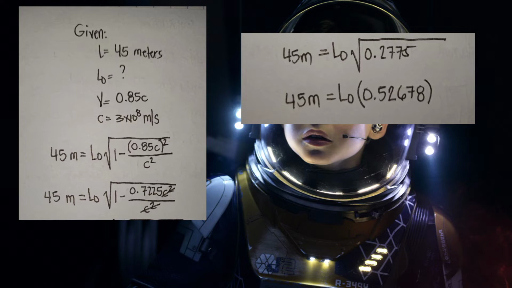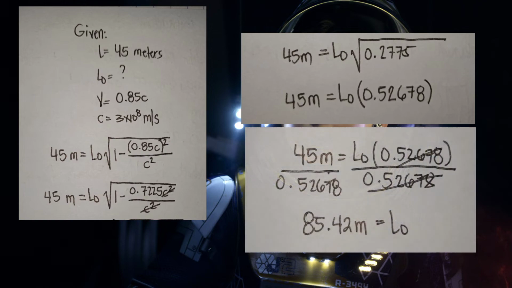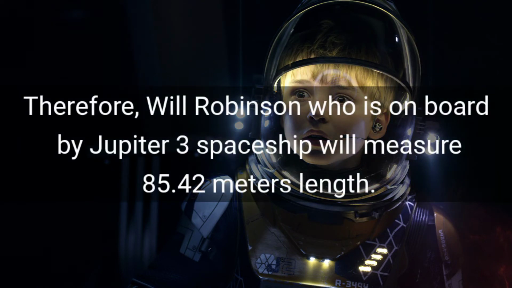In order to get the value of the length measured from an observer inside the frame of reference, we are going to divide both sides by 0.52678. Cancel both same numbers. And now, 45 meters divided by 0.52678 is equal to 85.42 meters. Therefore, Will Robinson, who is on board the Jupiter 3 spaceship, will measure an 85.42 meters length.